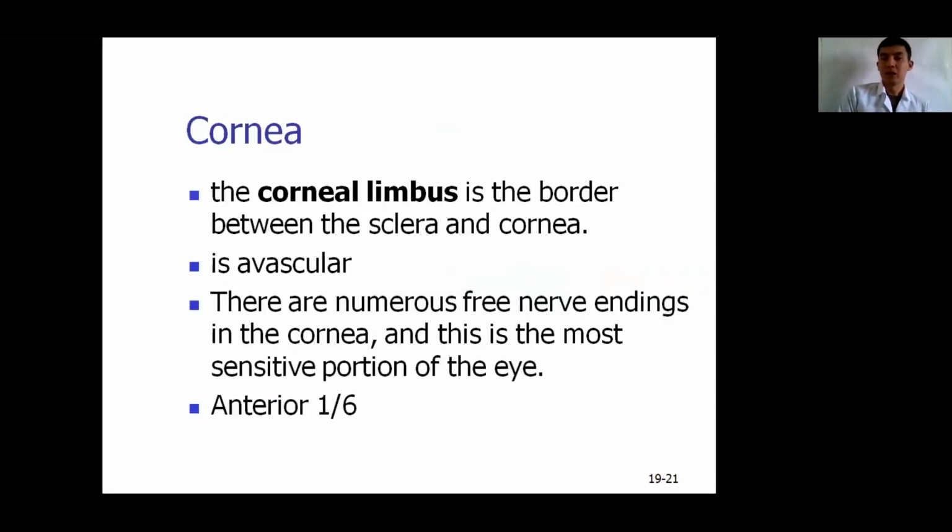The cornea transitions from the corneal limbus, or corneoscleral junction. So it is a border. The corneal limbus, or corneoscleral junction, is a border between the opaque white sclera and the transparent cornea. Cornea is avascular. There are numerous free nerve endings in the cornea, and this is the most sensitive portion of the eye. And the cornea makes up the anterior 1/6 of the outer coat.